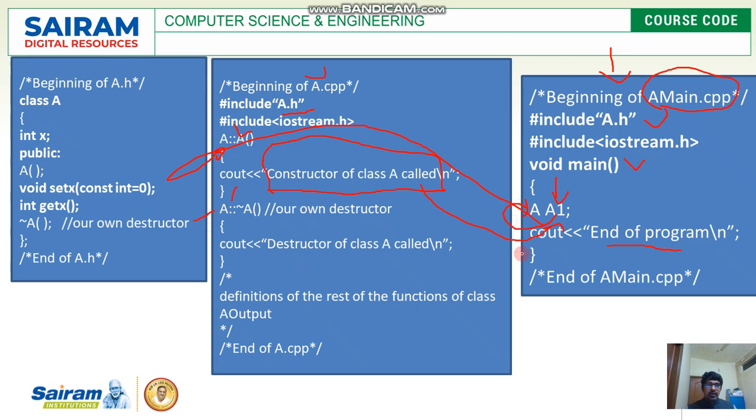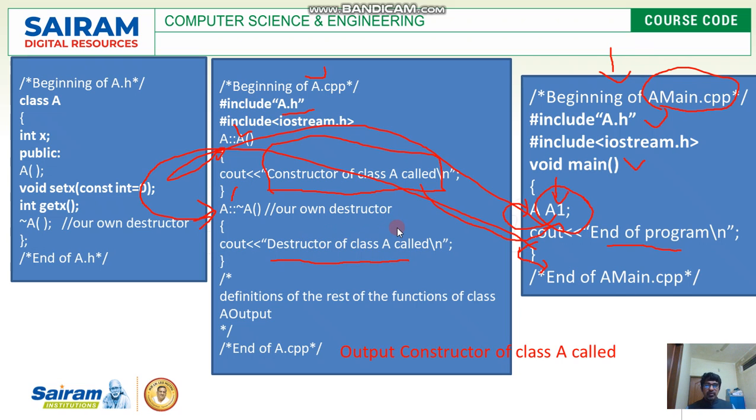Once it is done, your control is going to come out of the brace. So before it comes out of the brace, your a1 object is going to lose its scope. So before it comes out of the last brace, the destructor will be called. At this place, the destructor will be called. What the destructor says is you have to print a message and come out of the class. What is the message? Destructor of class A is called.